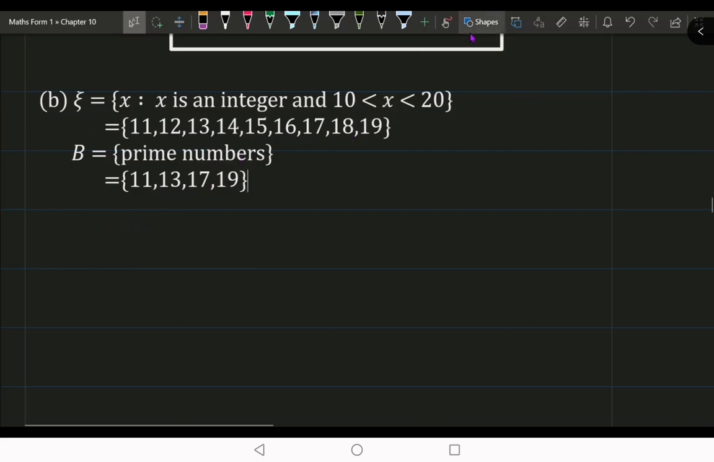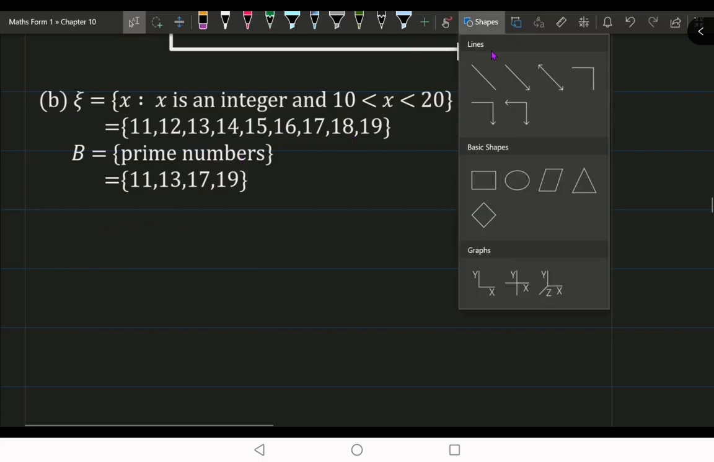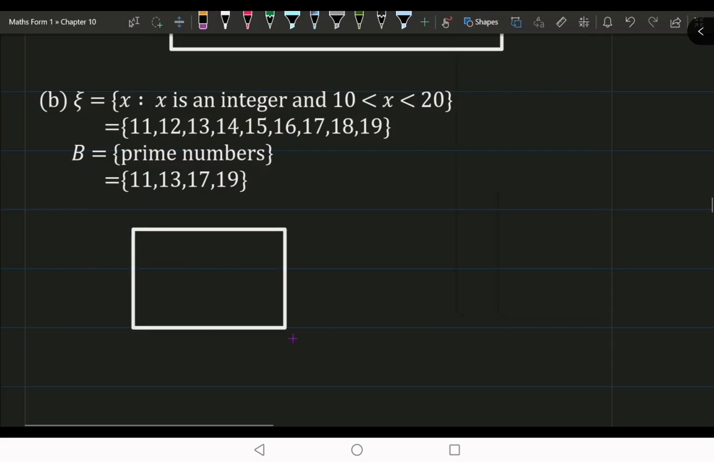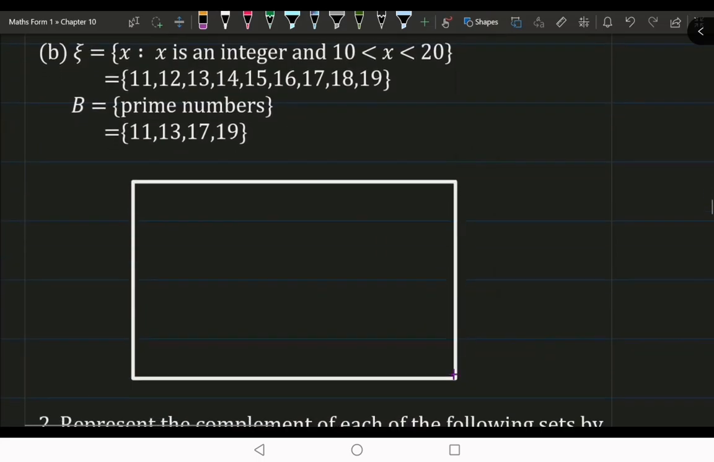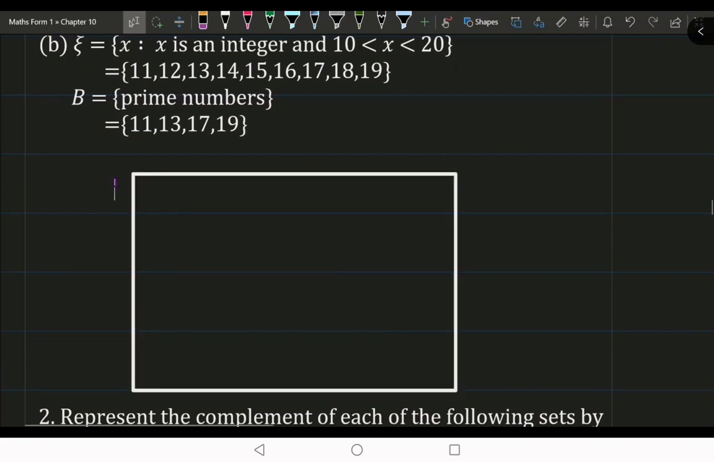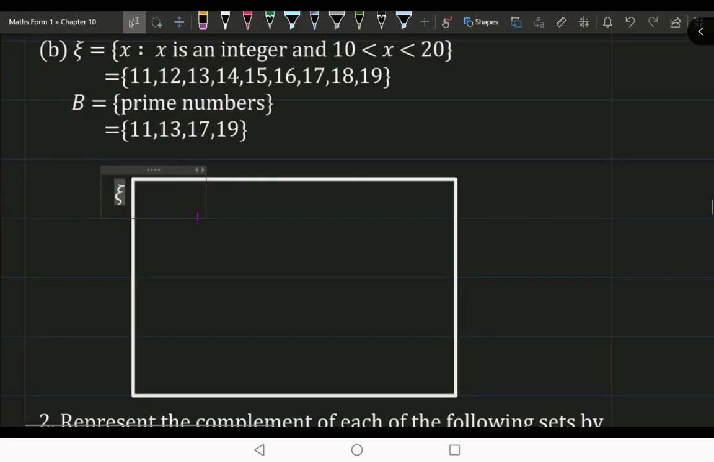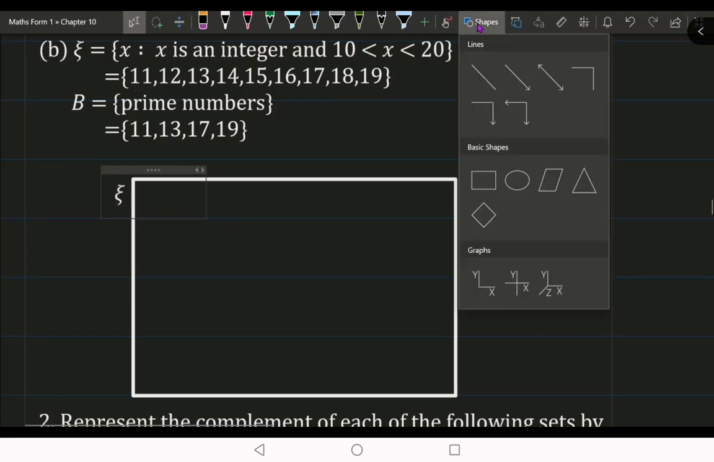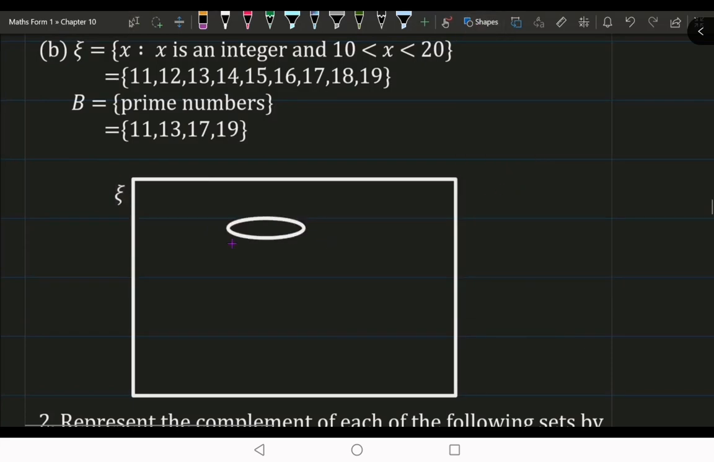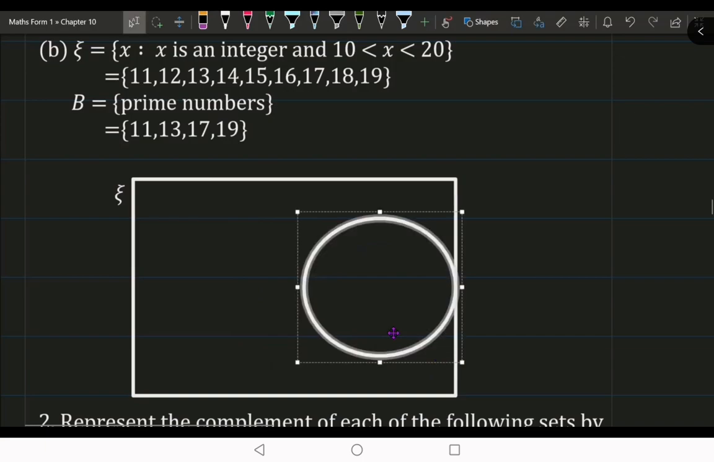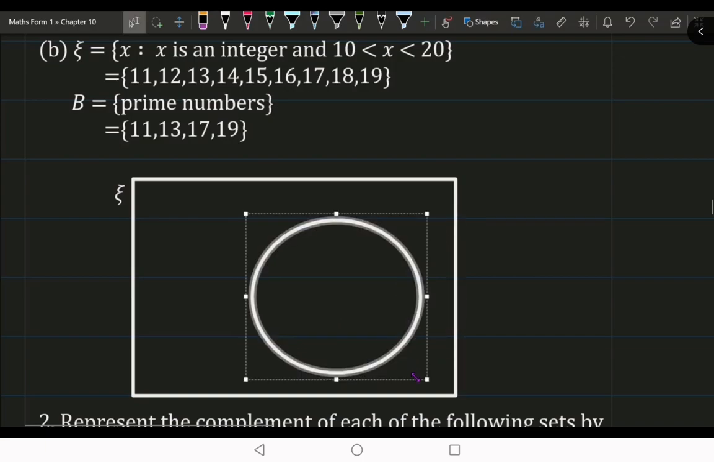Now we are going to draw the Venn diagram. Usually we are going to use a rectangle, same as previously. You need to label the universal set here. After that, you need to draw a circle or oval inside here. Okay, this one is an oval. So we are going to label this one as set B.